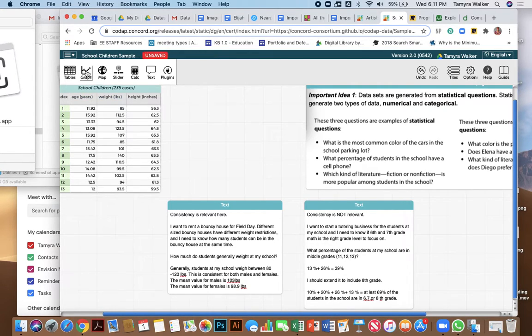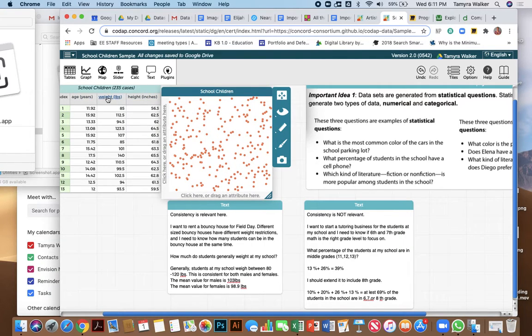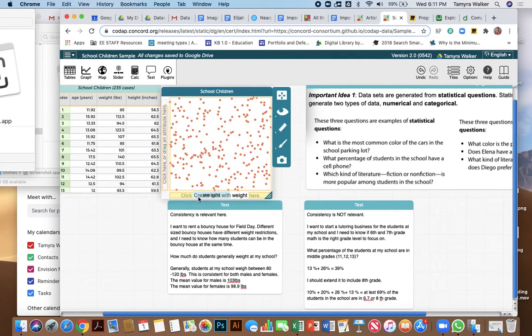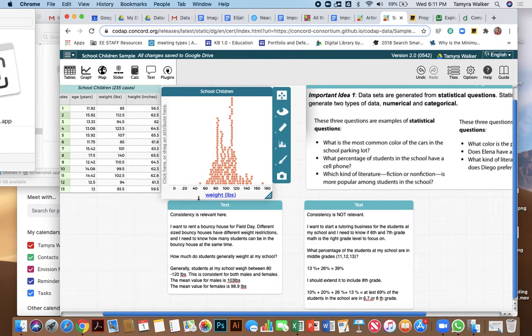First I'm going to create a graph. Then I'm going to drag the weights here because that's going to give me the relevant information that I need. This data looks pretty consistent because it's clustered together. It's relatively symmetrical. So I know that I can use a measure of center to represent this data set, but I want to be a little bit more liberal than just one number.